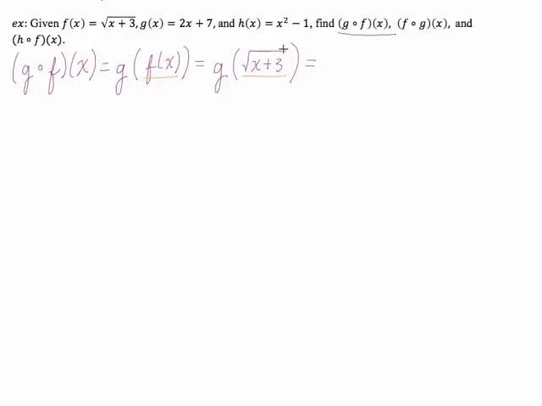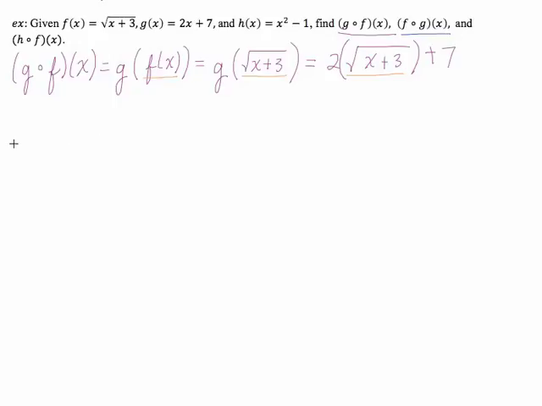So now we're plugging this entire quantity in for x on this function g right here. g is 2x plus 7, but I'm finding g of the square root of x plus 3. So this x gets replaced with root x plus 3. So I'll have 2 times the square root of, and I recommend putting parentheses if in doubt, the square root of x plus 3, plus 7. So you can see how this function replaced that x right there on g. Definitely pause this video and try the next 2 on your own.